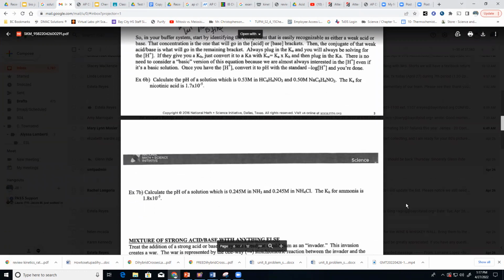All right, so if you have a buffer system, start by identifying the component that is easy to recognize as a weak acid or weak base. That concentration is the one that will go in your brackets for your acid or for your base. The conjugate of that weak acid or base is what will go in your remaining bracket. So this is the formula that we've really been using most of the time. And once again, if they give you a Kb, you have to do that little Ka conversion to get there, because that is part of the formula that we've been using.